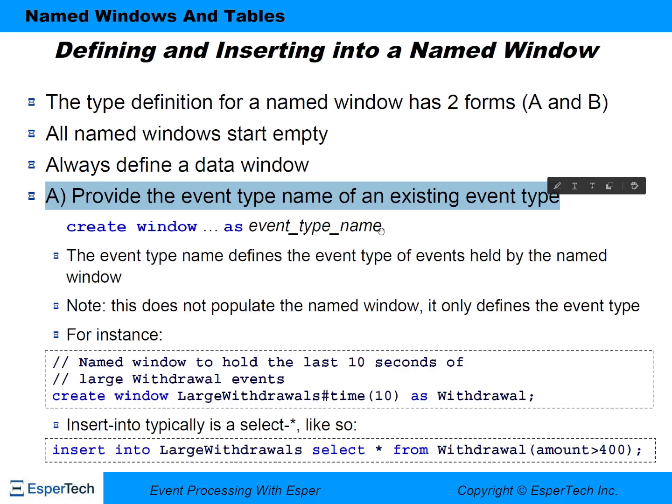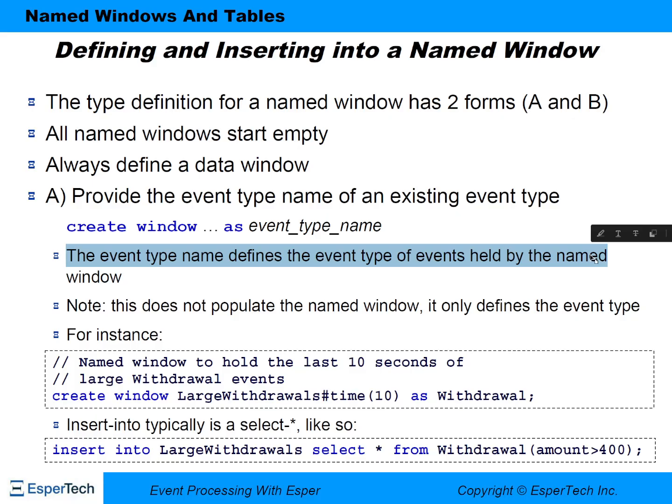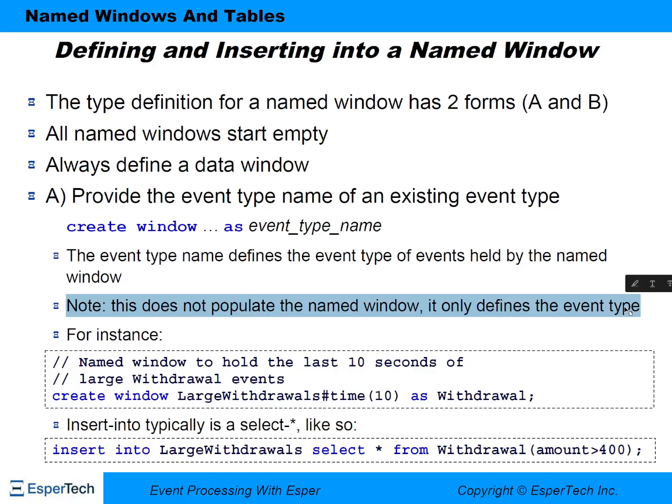The syntax is create window ... as event type name. The event type name defines the event type of events held by the named window. Note, this does not populate the named window, it only defines the event type.